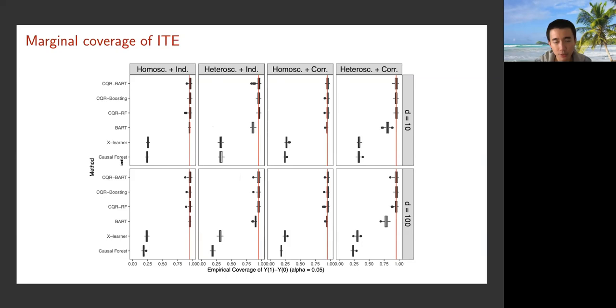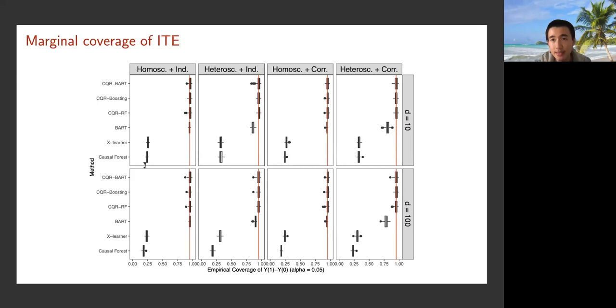For X-Learner and causal forest, you see that they significantly undercover. But that's not a reason to criticize these two methods, because they're not designed to cover ITE. So it's okay that they undercover. The only takeaway is that if somebody is going to use causal forest and X-Learner to make inference on the individualized treatment effect, then the interpretation can be subtle. We need to be clear about what they are estimating.